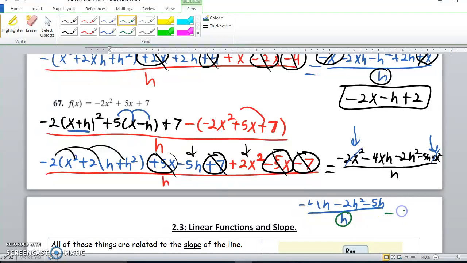That should leave us with, that's supposed to be a 4xh. So when the h's cancel out here, that should just leave us with a negative 4x. And then the h cancels there, that should leave us with a minus 2h. And then the last part should just be a minus 5. So hopefully that font will stay there for a moment. Okay, so that looks good.